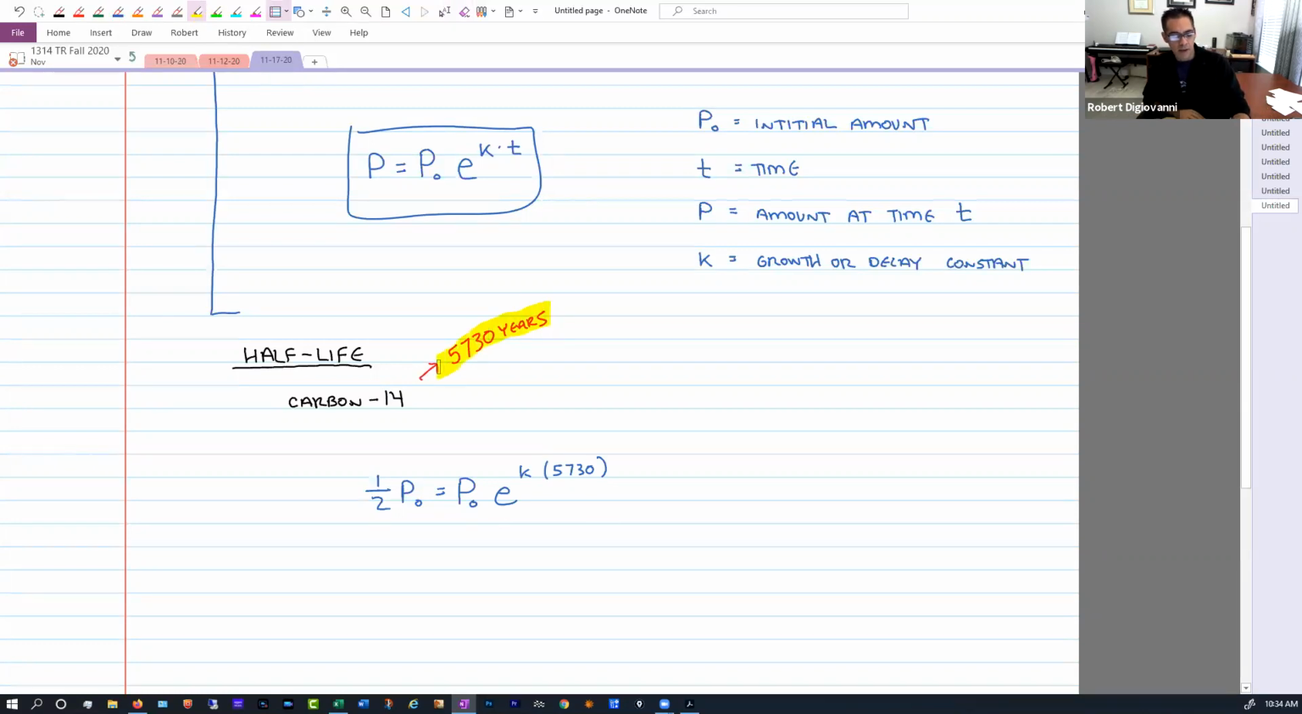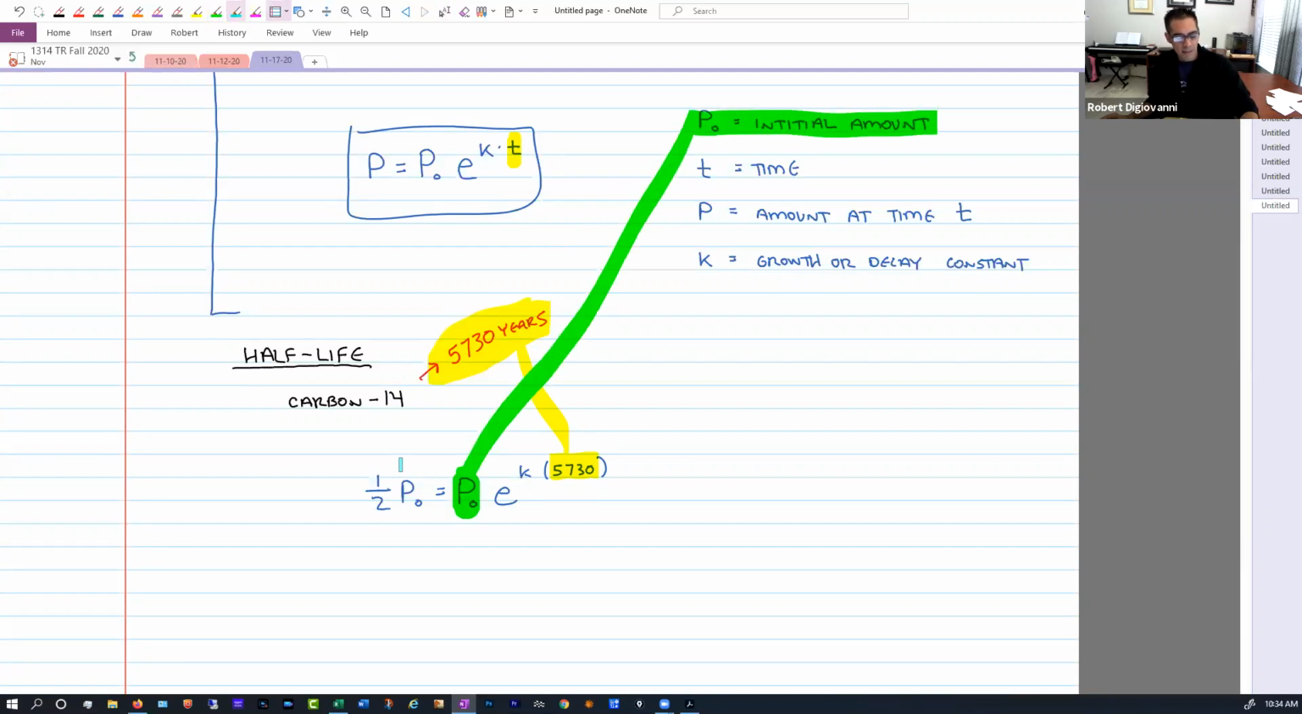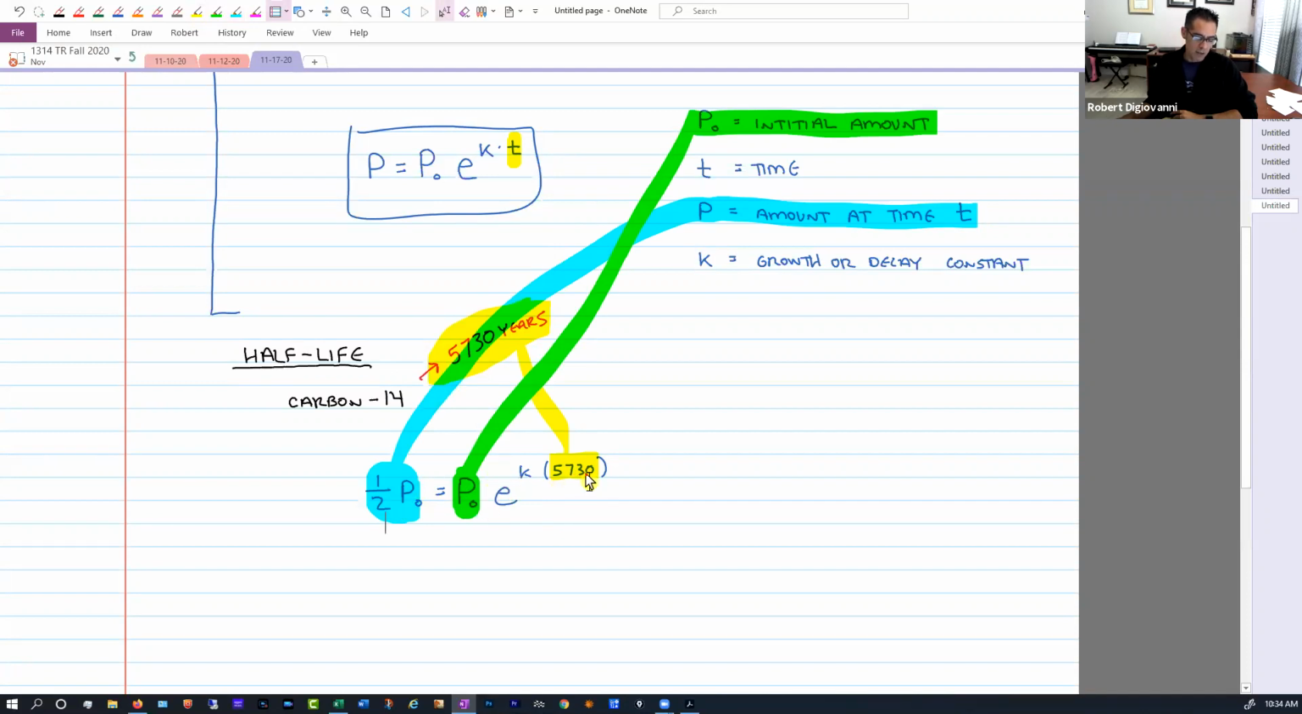I have to know this information. I have to know the half-life of carbon-14, which is given to me to be 5,730 years. If I know that, then if time is 5,730 years, that's how long it will take for half of it to go away, right? So if I start off with this much, that's the starting amount. The ending amount I want to be half of that. If I end with half of what I started, it should take 5,730 years.